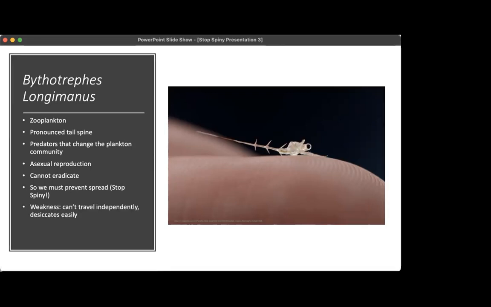Luckily, there is some good news. They have a weakness. They can't really travel over land independently, and they dry out really quite quickly, and they die when they dry out. So there are some things that we can do to prevent their spread effectively.